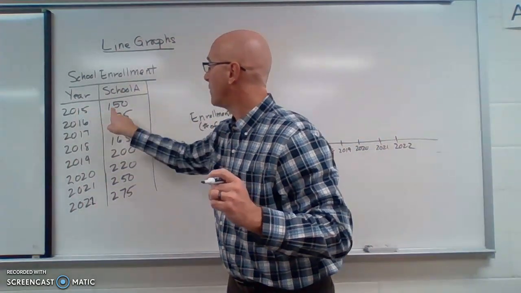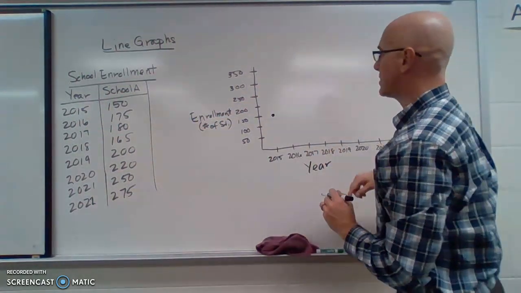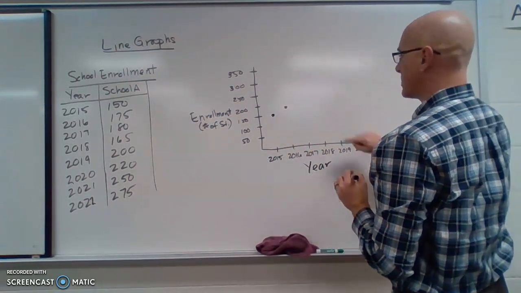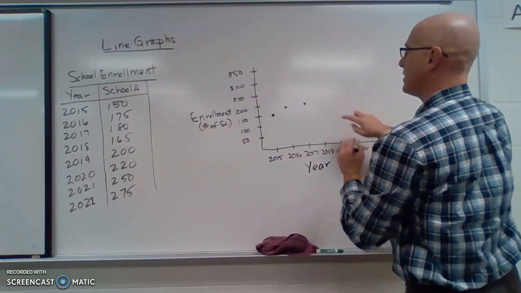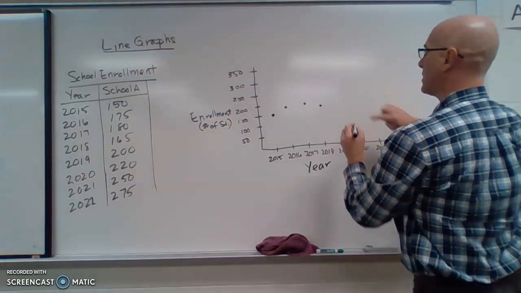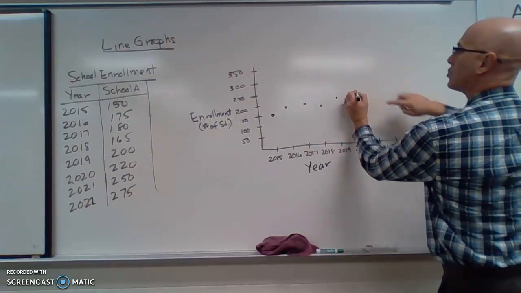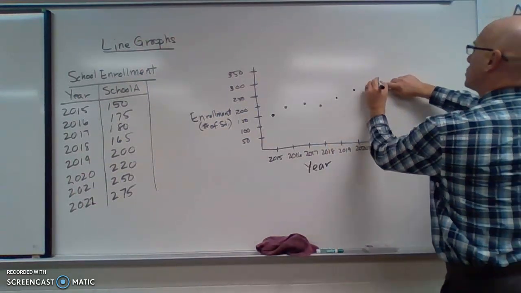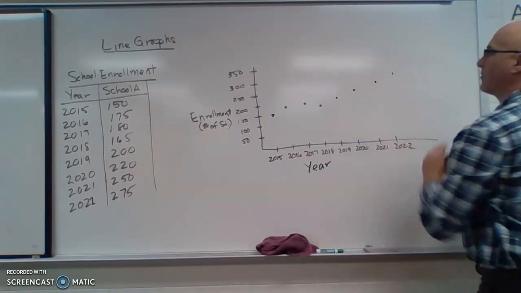So at year 2015, I'm going to be at 150 students. At 2016, I'm going to be at 175, I'm going to estimate. 2017 at 180, so that's pretty close to that. 2018, 165, that's about there. 2019 at 200. At 2020, we were at 220 students. At 2021, we were at 250, and at 2022, we were at 275.